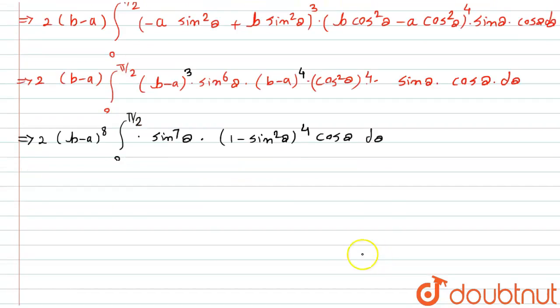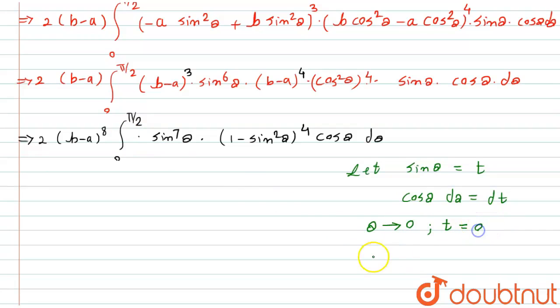Now again we will do the substitution here. Let sine of theta equal t. On differentiating we get cos of theta d theta equals dt. The limits will change: on putting the value of theta as 0, the value of t will be 0. And when we put theta as pi by 2, the value of t will be 1, because sine of pi by 2 is nothing but 1.